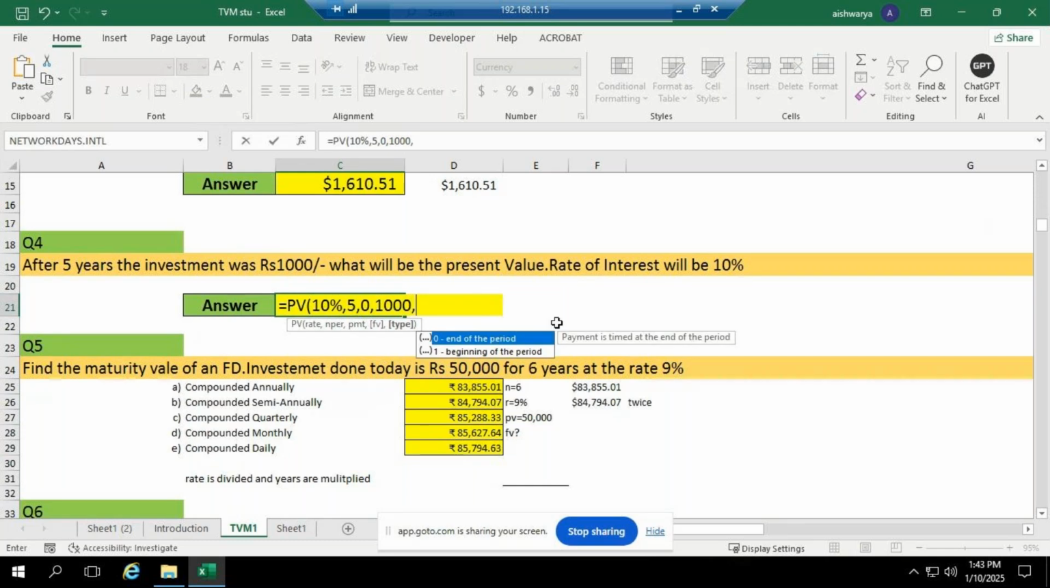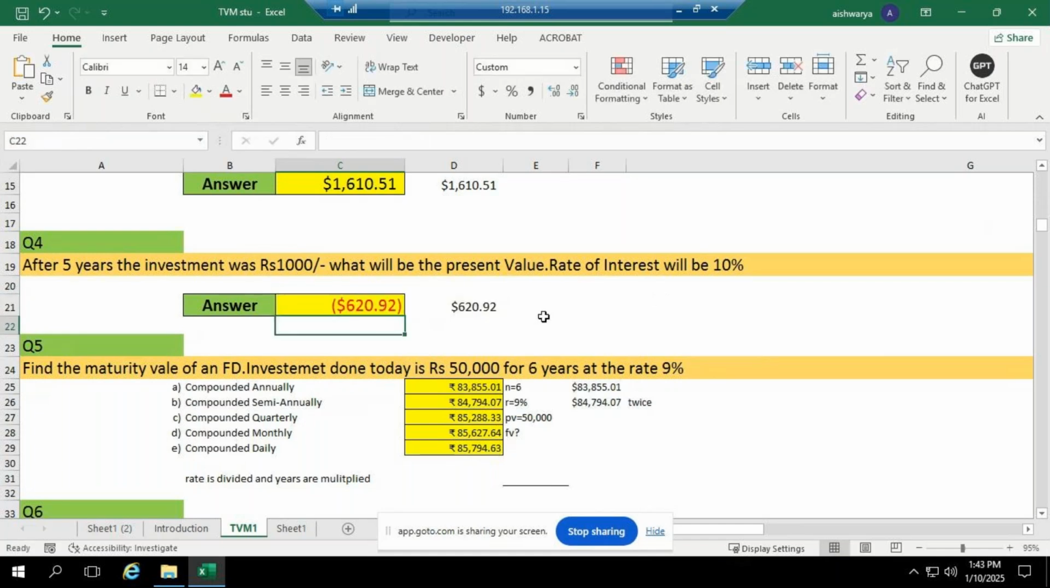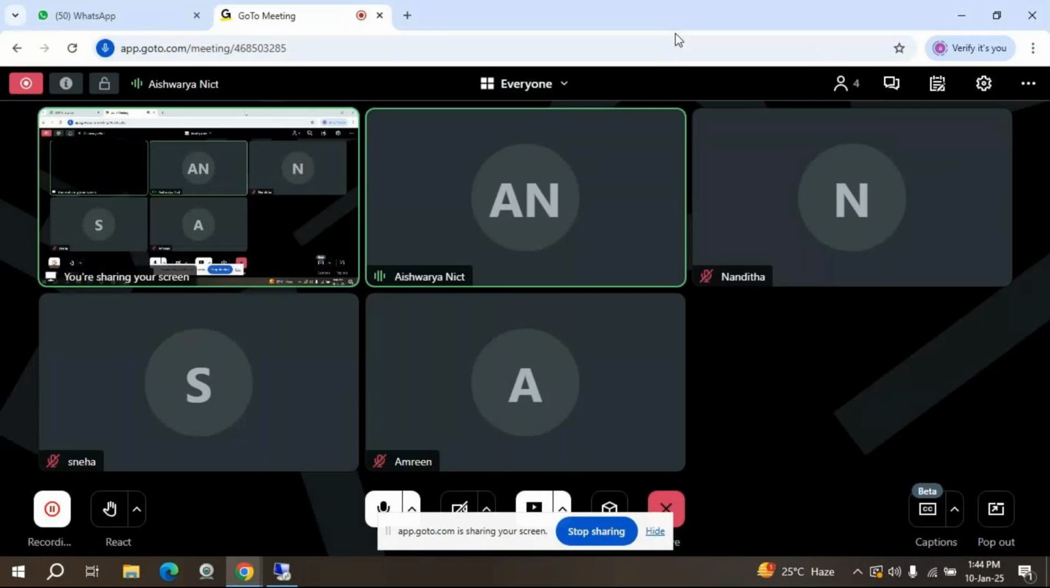Is the annuity type beginning of the period or end of the period? No, beginning of the period. So don't select 0 here; you have to select 1 only, because at the beginning of the period you have to find out how much the value is. Close the bracket and press enter. See, now we'll be getting 6020. So PV you will always get in the minus sign only.